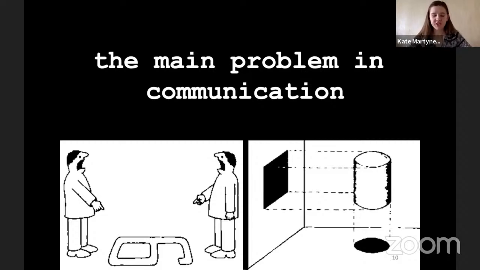If you look at the first picture, you see two men, and they are pointing at a number. One man sees this number as 6, but another man sees this number as 9. So, what's the problem of communication? Maybe this is how we see something because we have different points of view, or we don't understand that another person can see or understand something differently.